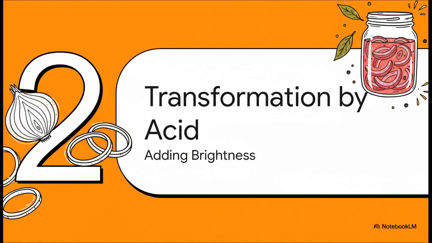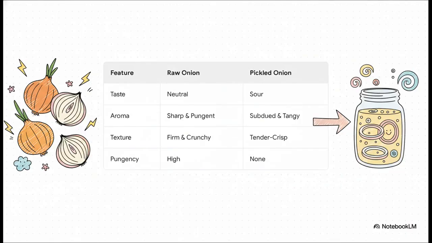Okay, so what happens when we introduce our first agent of change, a simple acidic environment? This is what takes us out of the sharp world of raw onions and into the bright, tangy profile of, say, pickled onions. And just look at this comparison table. It's a complete overhaul. The acid doesn't just add a sour taste, it fundamentally rewrites the onion's entire profile. The sharp aromas are toned way down, the texture softens up, and, most importantly, that physical pungency, it's completely gone.